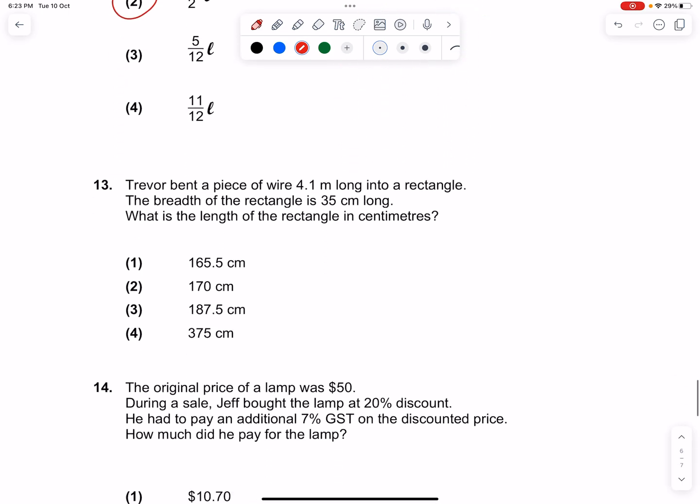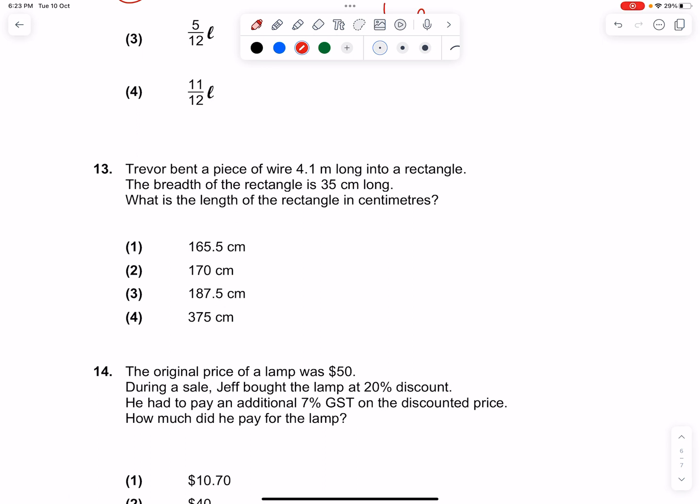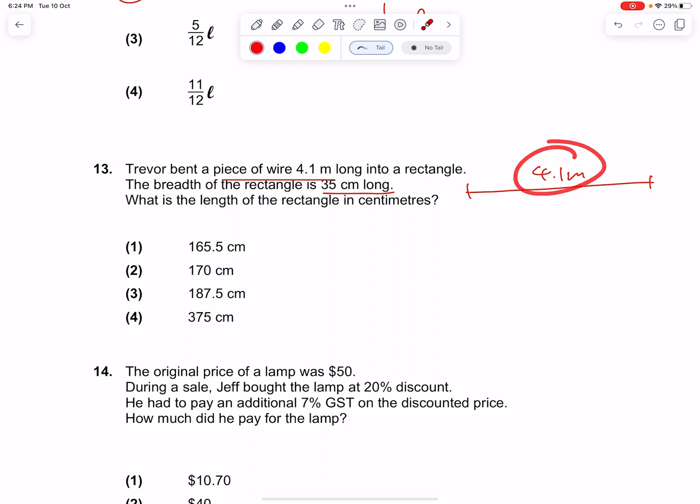Question 13. Trevor bent a piece of wire 4.1 meter long. That means the total length of the wire is 4.1 meter. Okay, the breadth of the rectangle is 35 cm long. What is the length of the rectangle in centimeters? Because this is in centimeters, I would propose you change this into centimeters for easy calculation.